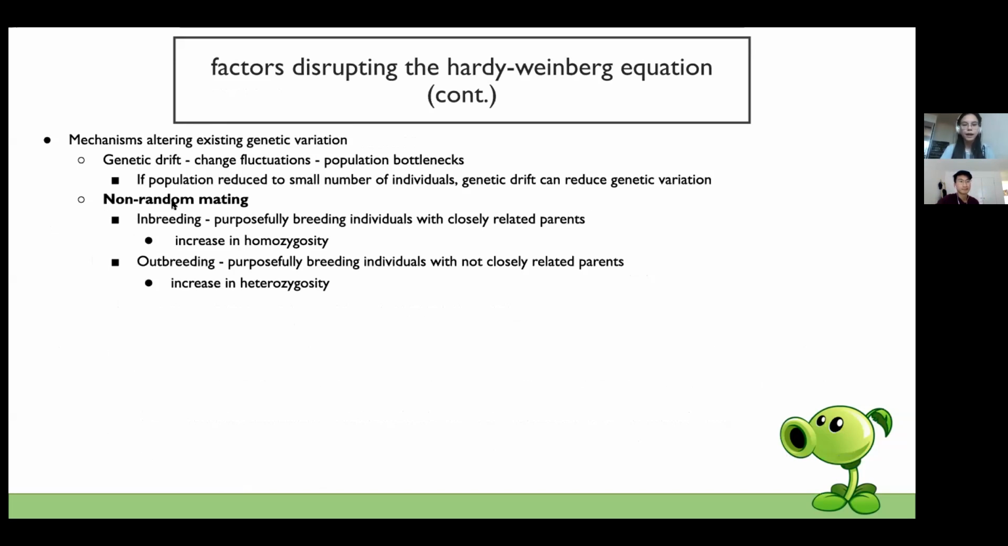And non-random mating. Non-random mating would be selecting specific individuals with a specific phenotype or genotype to mate with, and that will result in an increase in homozygosity or heterozygosity. So it changes the genotype frequencies and, as such, the allele frequency as well. Random mating would be just looking at a population and going, I don't know, that one, I guess, and choosing completely at random rather than choosing for a specific phenotype or genotype.